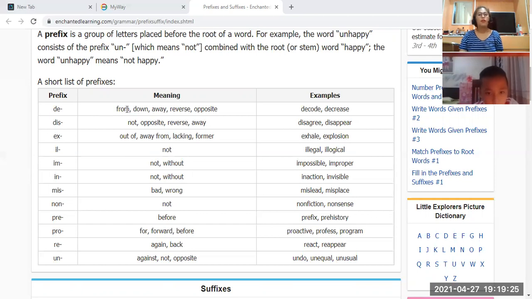Example here: from, down, away, reverse, opposite. When I say de, it means from, down, away, reverse, opposite. Example, decrease. It means it's going down. So when I say decrease, the grade of Kyo decreases. It means the grade of Kyo is going down. It decreased. Kyo, yes.